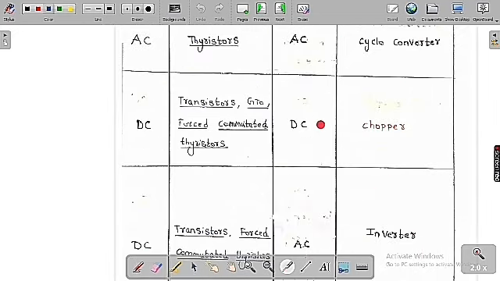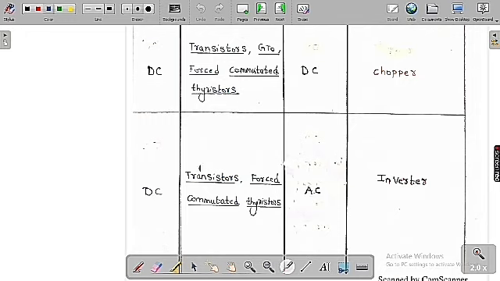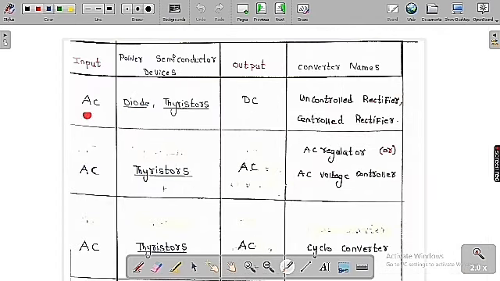If DC to DC, if you are going to use transistors, GTO and force commutated thyristors, then we are going to call it the chopper. Chopper means DC to DC conversion. If you are going to convert DC to AC with the help of transistors, force commutated thyristors, then it is called the inverter. See, if you want to convert AC to DC with the help of diodes or thyristors, it is called the uncontrolled rectifier or controlled rectifier. If you want to convert AC to AC with the help of thyristors, it is called either AC regulator, AC voltage controller or cycloconverter.